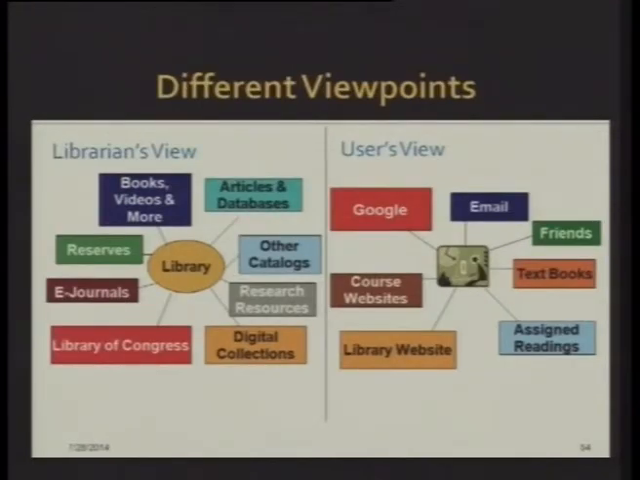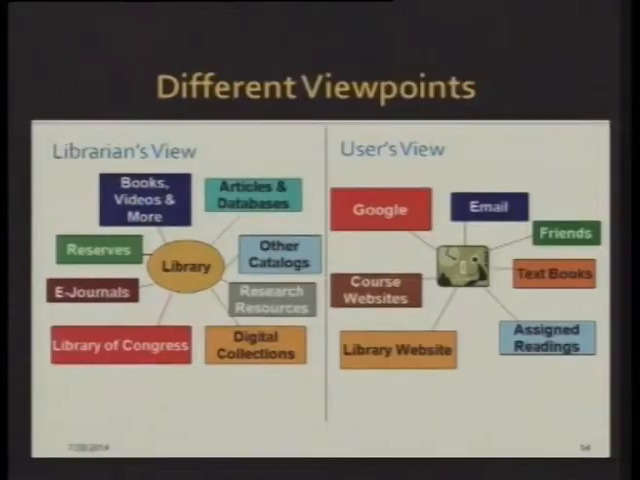Now, there are two different viewpoints. When you look at it from the library point of view, what do you see? Books, videos, reserves, e-journals, Library of Congress, digital collections, research resources, other catalogs, articles and databases. These are the different sectors. But how is the user looking at it? Users are looking at Google, email, friends, course websites, library websites, assigned readings, and textbooks which are available online. That is how the users, your customers, are looking at it.